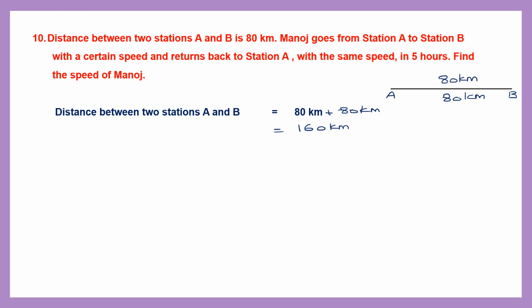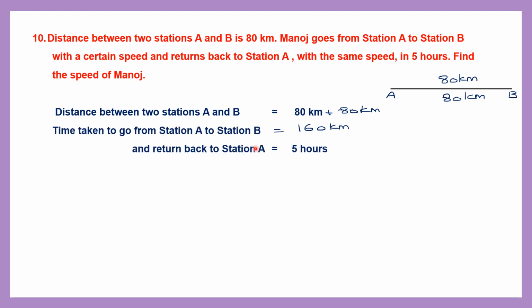So this is the distance. When you take distance, remember to read your question carefully and understand it. So now the distance is 160 kilometers. Now what's given next? Time taken to go from station A to station B and return back to station A is 5 hours. Now from here he's going there and then back. How long did it take for him? It took him 5 hours.